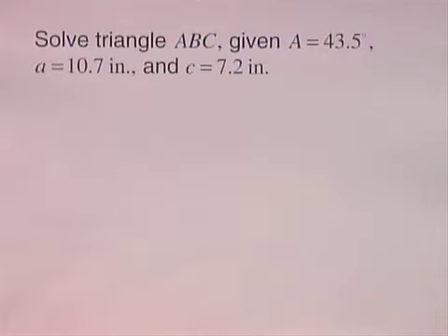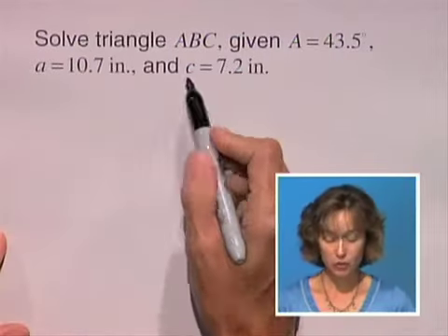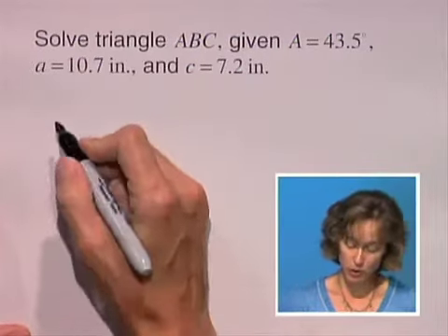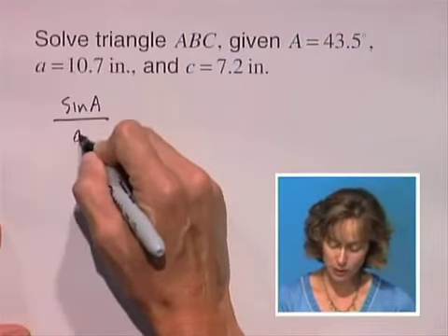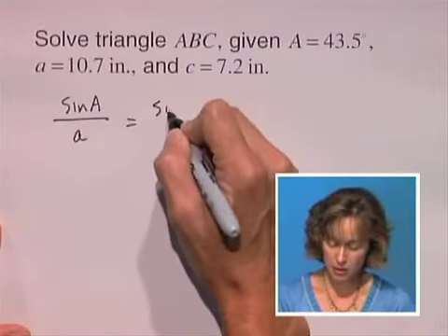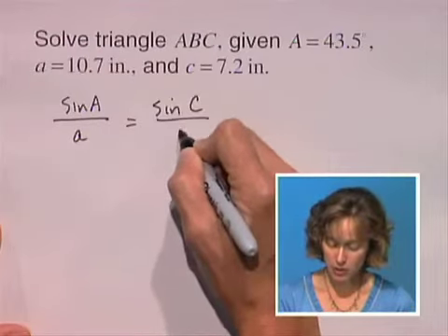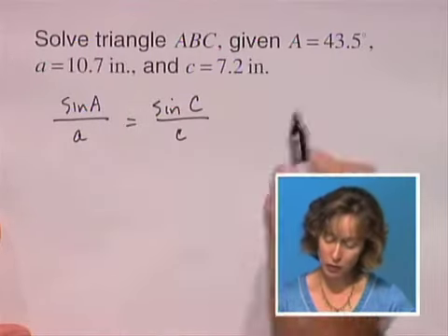Let's solve a triangle. We want to solve triangle ABC, given angle A is 43.5 degrees, side A is 10.7 inches, and side C 7.2 inches. Well, based on the information that we're given, we should look for angle C first. Let's use the law of sines in its reciprocal form: sine angle A over side A equals sine angle C over side C. And fill in what we have.